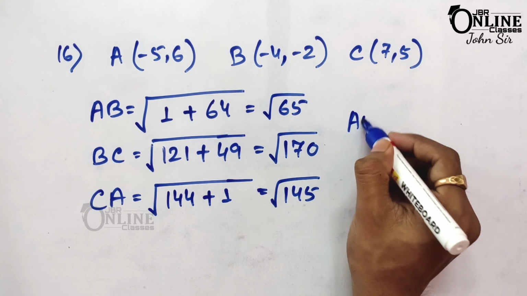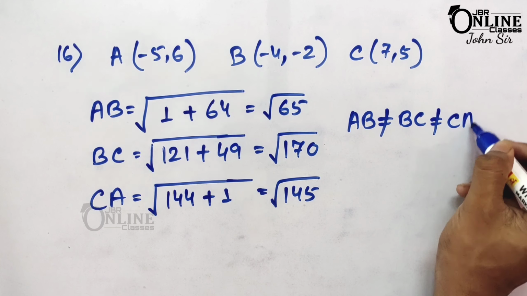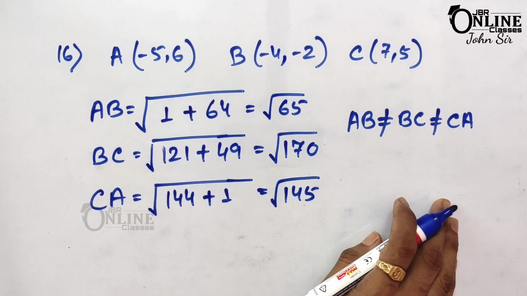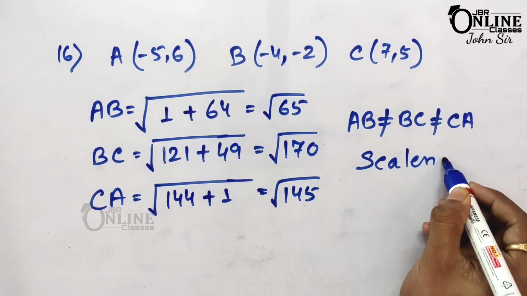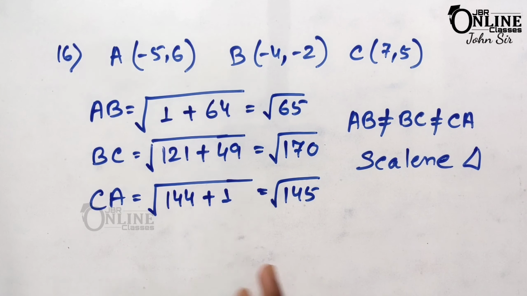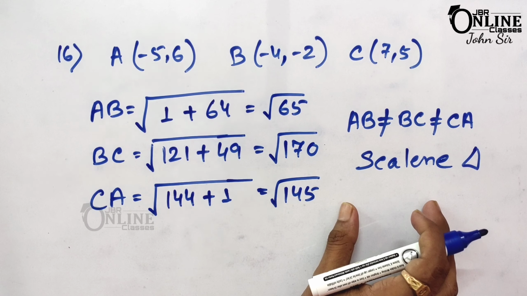Now here AB not equal to BC not equal to CA. That means the length of three sides are not equal. So it would be a scalene triangle. Okay, so it would be a scalene triangle. That means these three are the vertices of a scalene triangle.